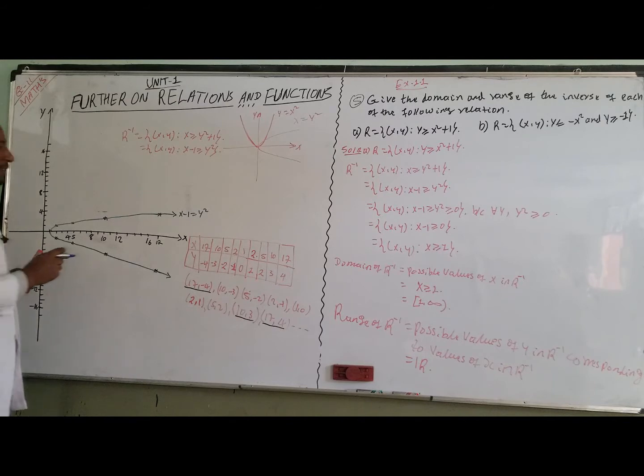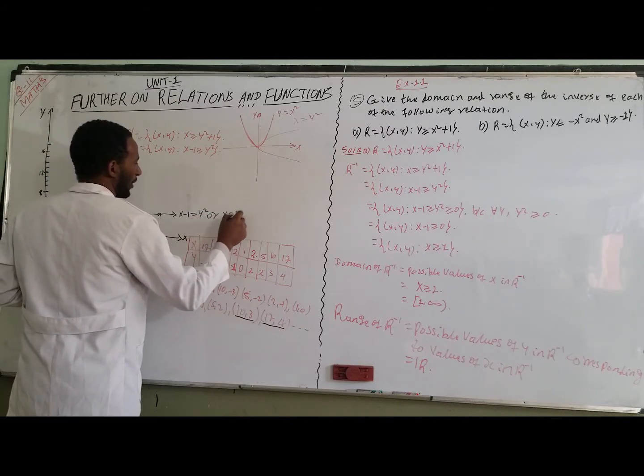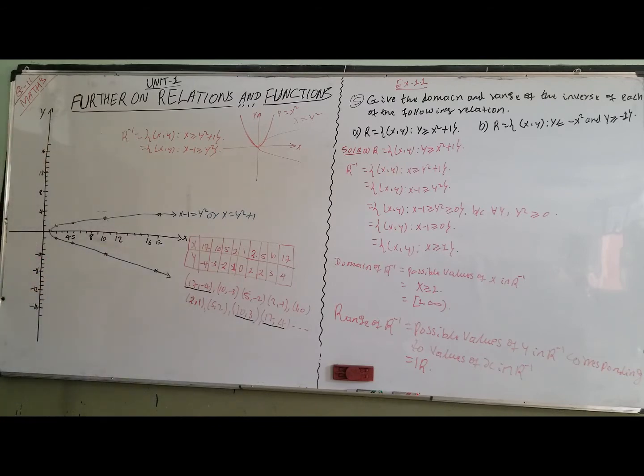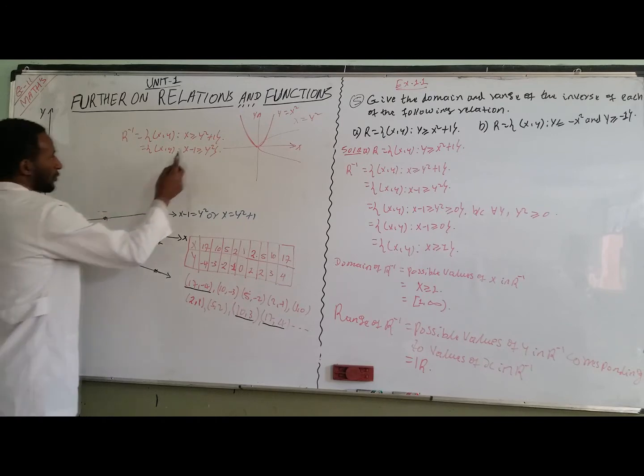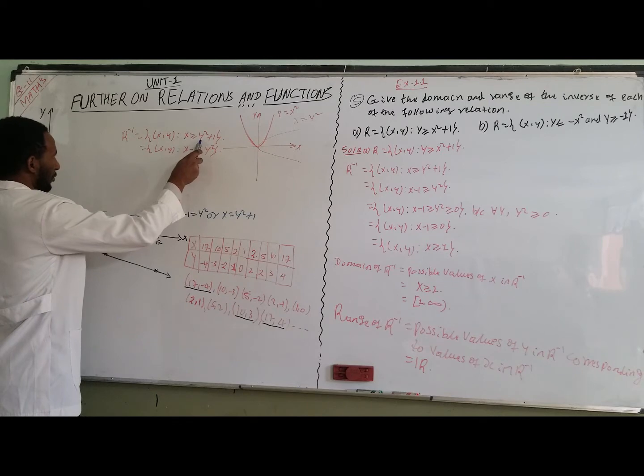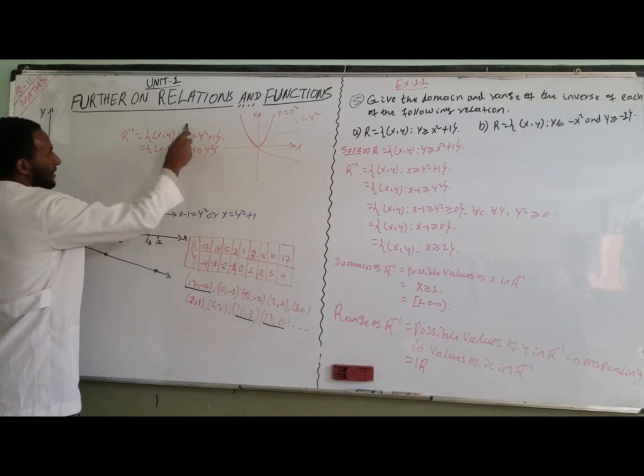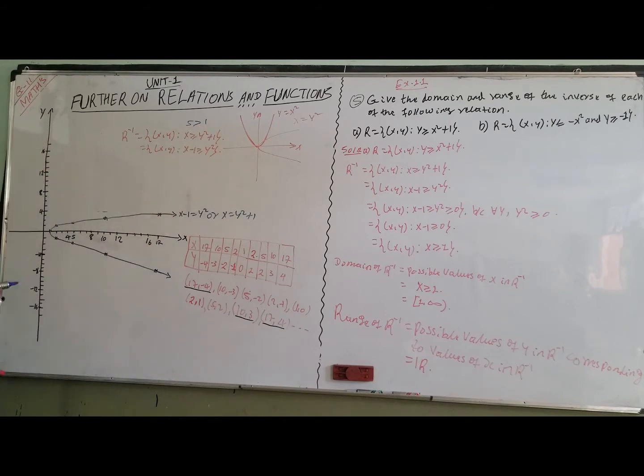x minus 1 is equal to y square, or x is equal to y square plus 1. Then the region x greater than or equal to y square plus 1 is the inside of this parabola, because when we take any testing point, let us take the point (5, 0). When we put 5 in place of x and 0 in place of y, 5 is greater than or equal to 0 plus 1, so 5 is greater than or equal to 1. That makes this inequality true. Then the interior part is our R inverse.